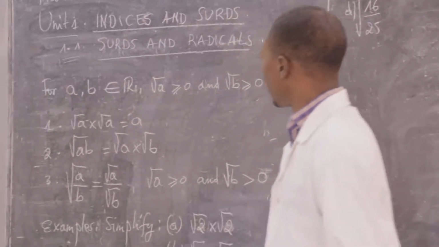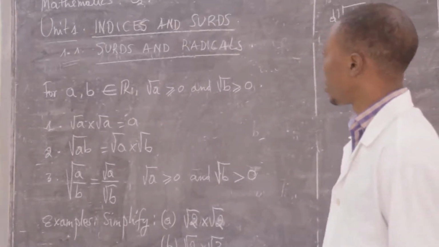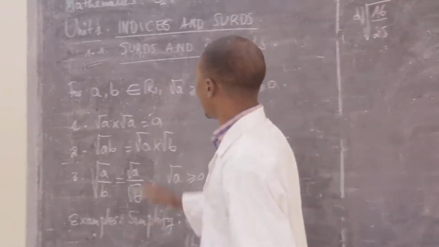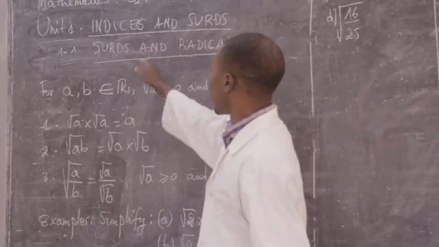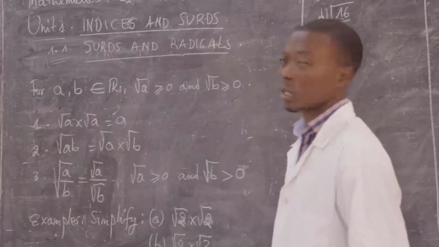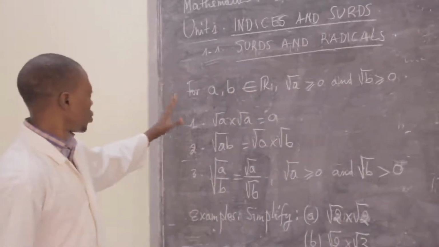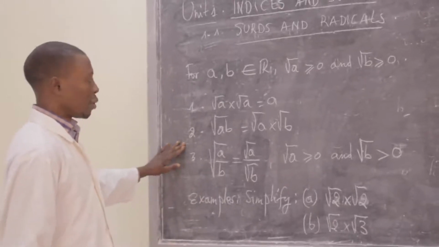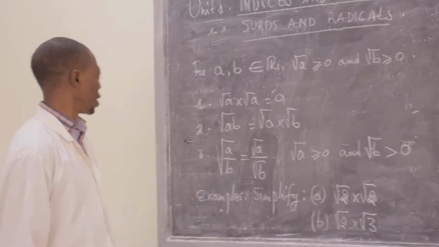The title is Indices and Surds. This is Unit 1, but we start with Unit 1 Part 1, which is surds and radicals. Here I tried to simplify some of the properties which are basic for this topic.